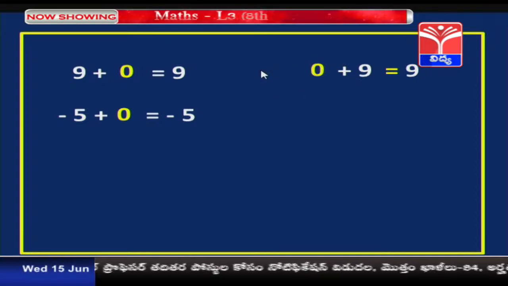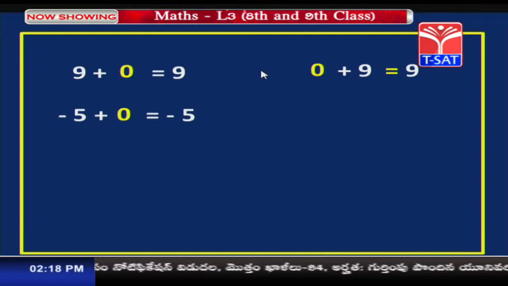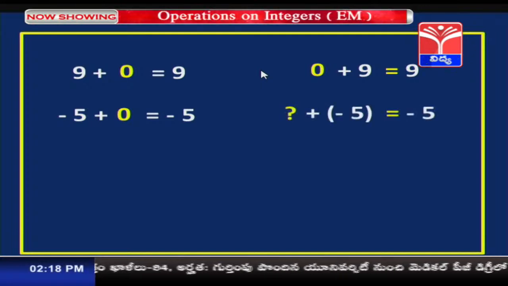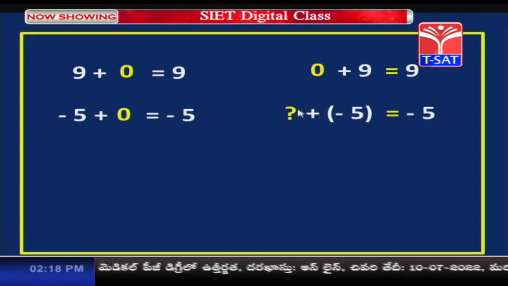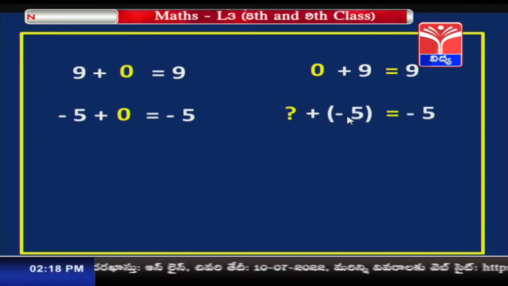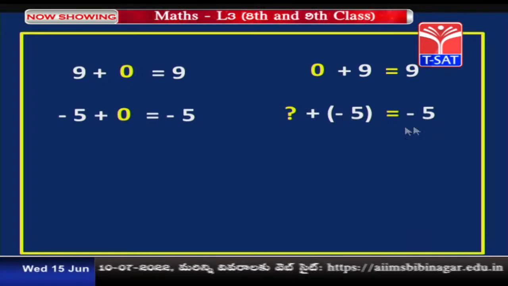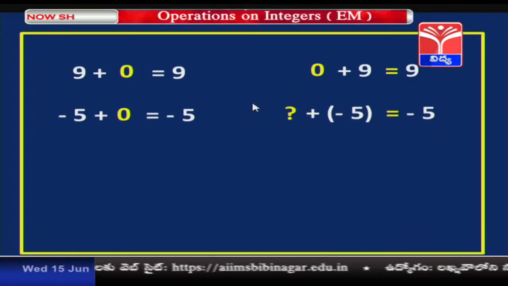It is once again 0. So, we get 0 plus 9 is 9. Let us take one more example, children. To this number which is unknown to us, we are adding minus 5 and you should get back minus 5. Now, what is this number or integer, children?